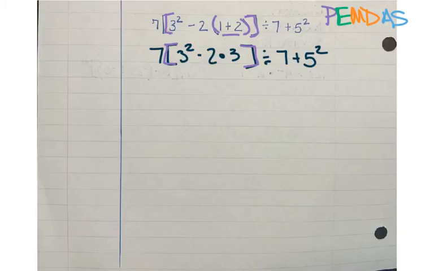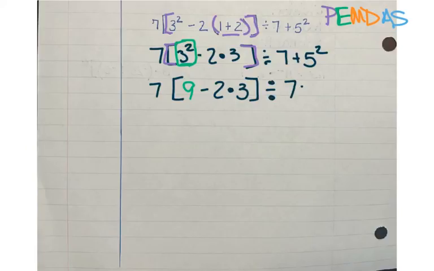All right, so let's work here. So I have to do the exponents first inside here. I have to complete 3 squared, which means 3 times 3, which is 9. Then I'm going to bring everything else down. Okay, so now I'm going to go back to inside the parentheses. I've got to multiply before I can subtract. So that's 2 times 3, which is 6. And now I bring everything else down again.